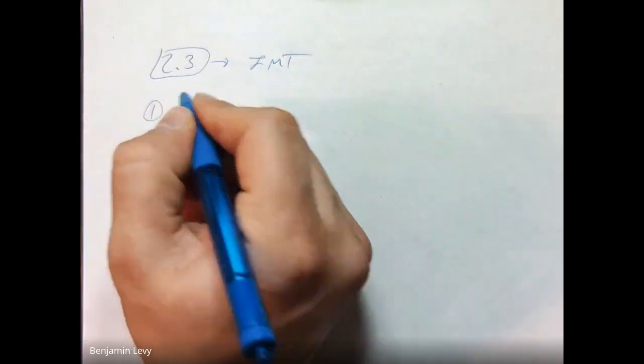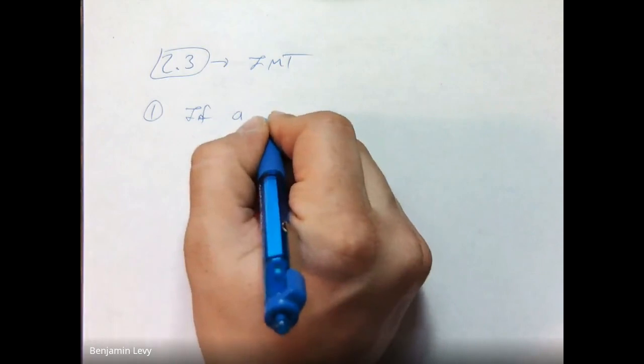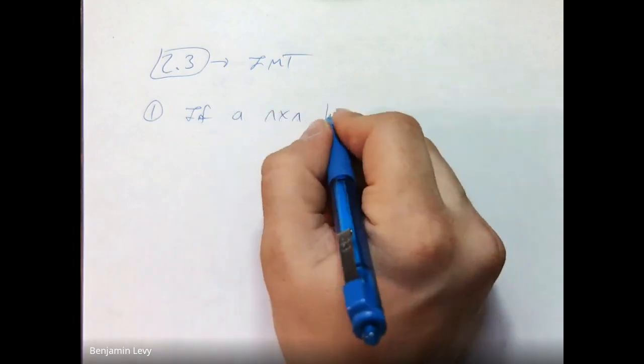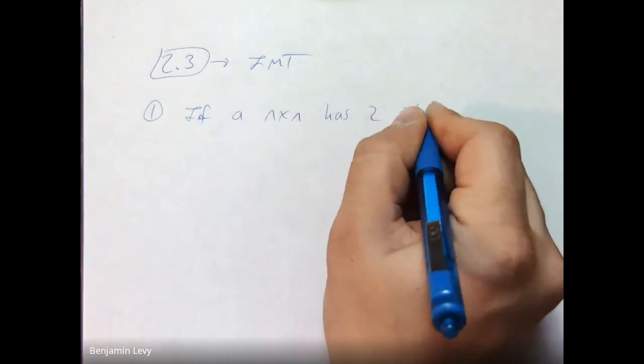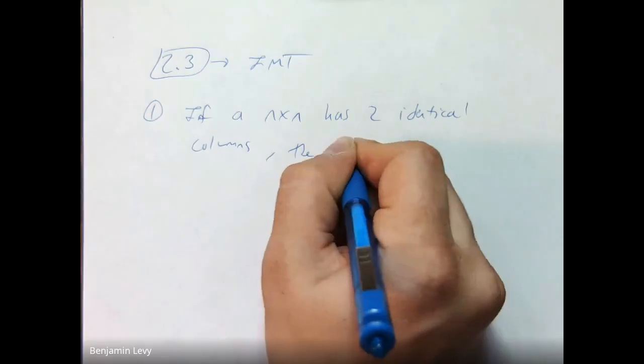And so question number 1, for example, says, if a square matrix has 2 identical columns, the matrix is invertible.